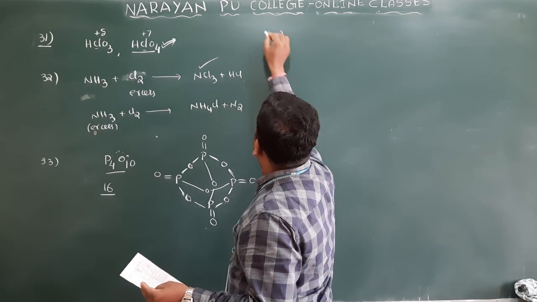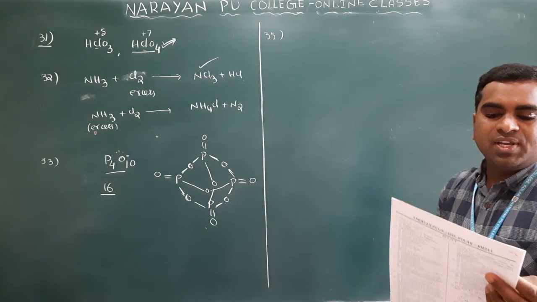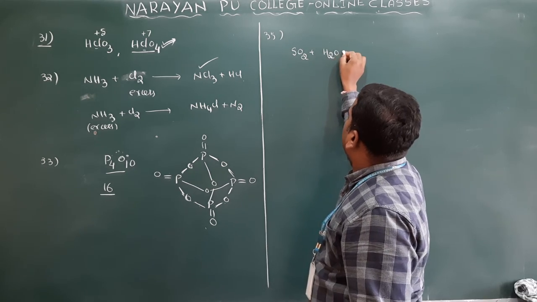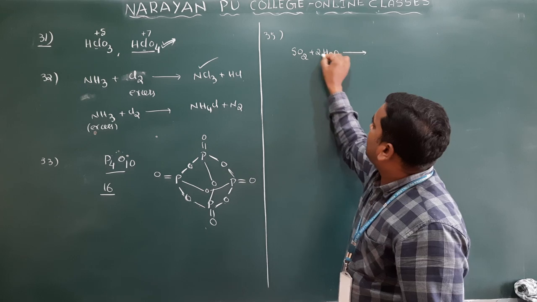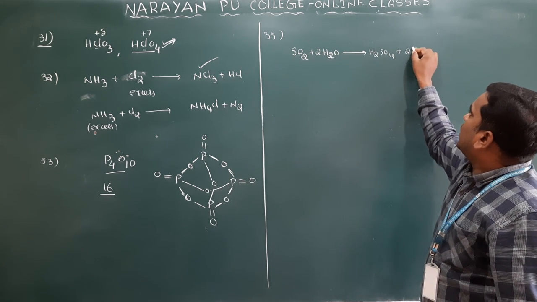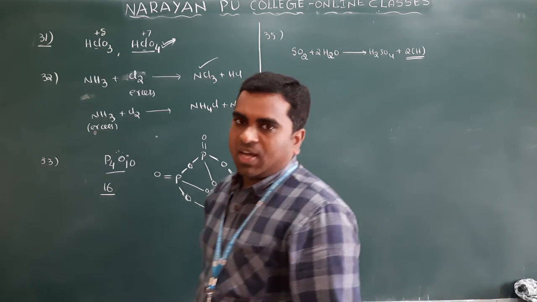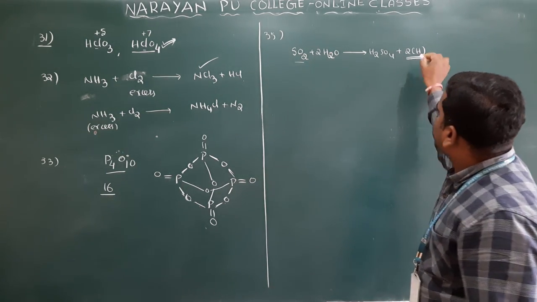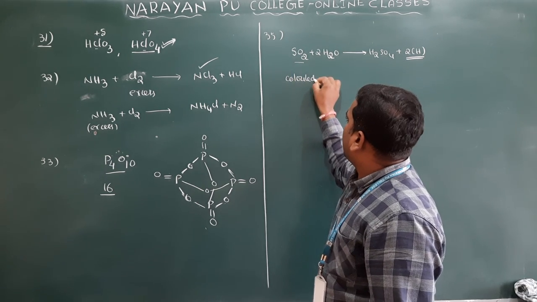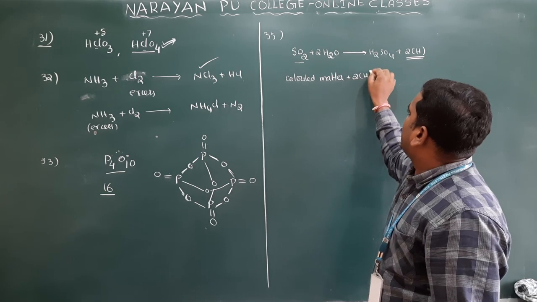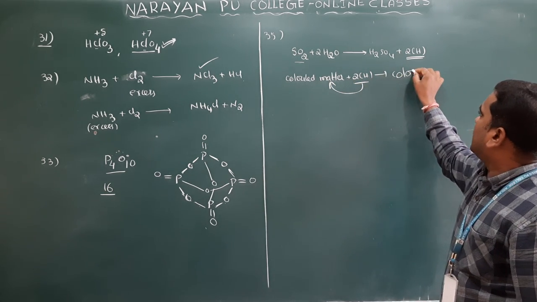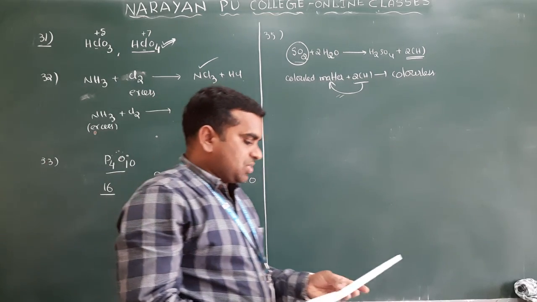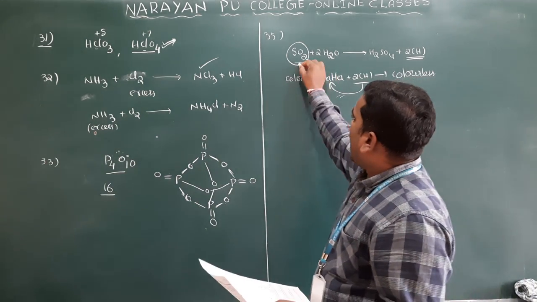Next, question number 35. Bleaching action of SO2 is due to its reducing property. SO2 acts as a bleaching agent in aqueous solution and is converted into H2SO4, giving two hydrogens. If there is colored matter, it adds two hydrogens to the colored matter, which is converted into colorless matter. So it is reduction. That's why SO2 acts as a reducing agent. Reducing property of SO2 makes it act as a bleaching agent.